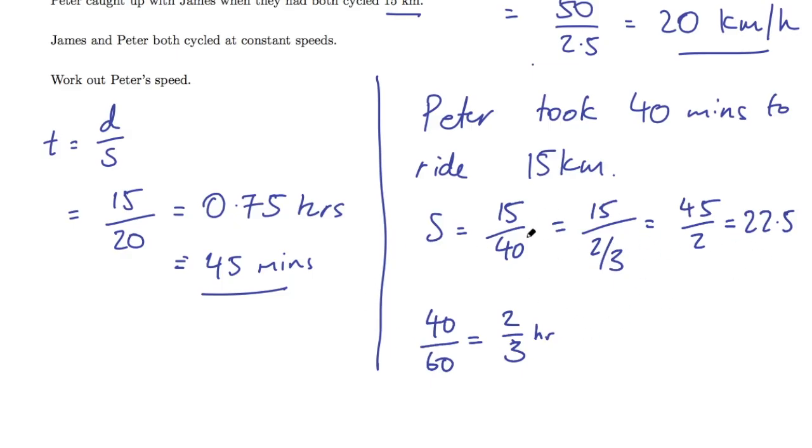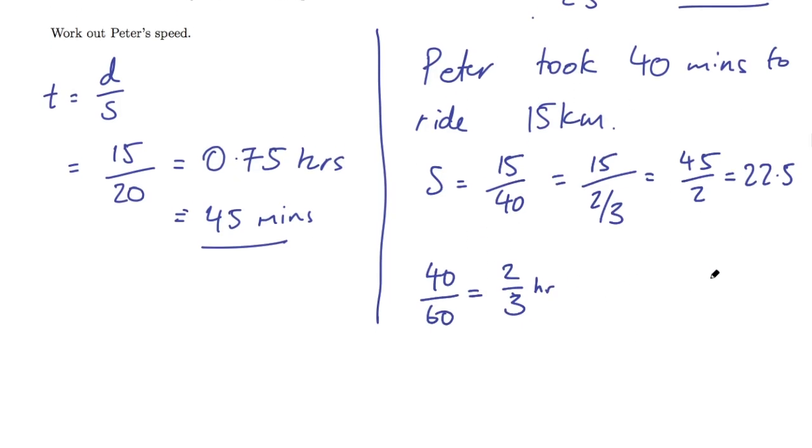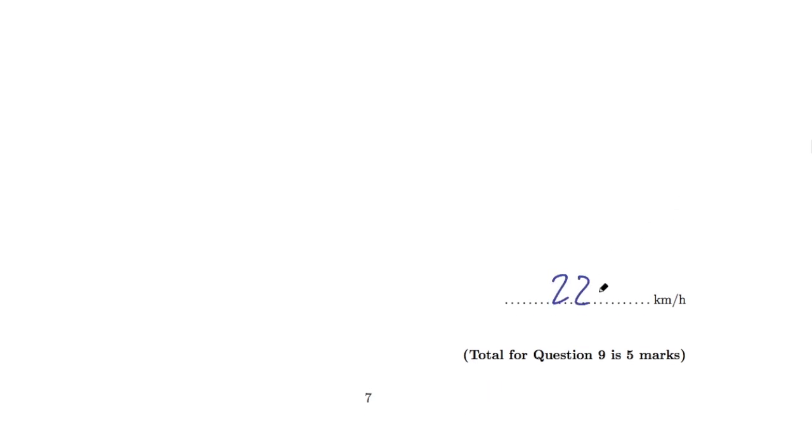Let me know if you used a different approach. How would you divide 15 by 40 and then change that into hours? Let me know. But I think this does the job. So I end up with a speed for Peter of 22.5 kilometers per hour.